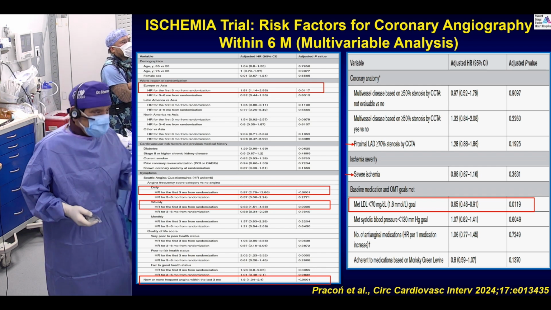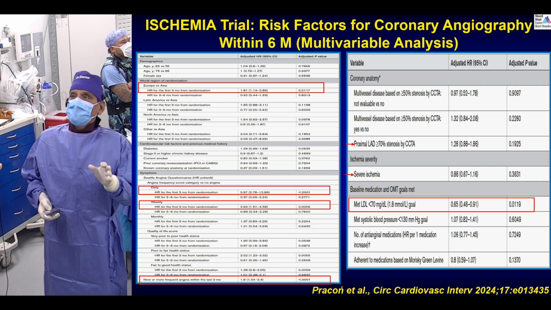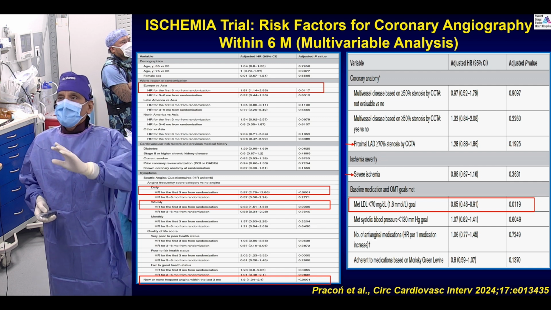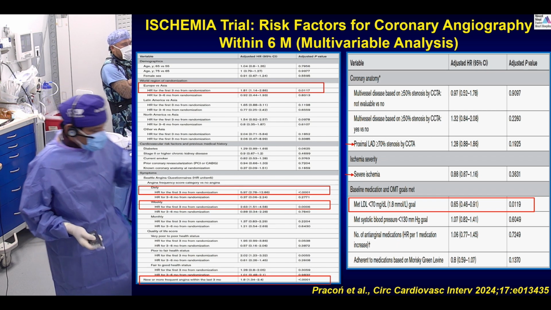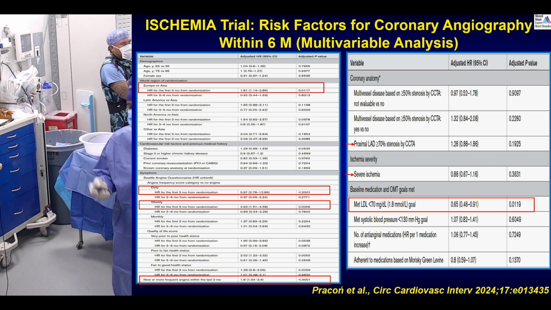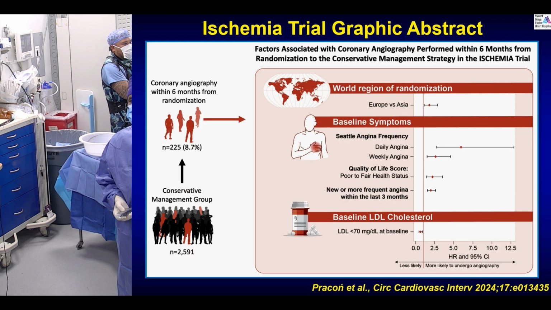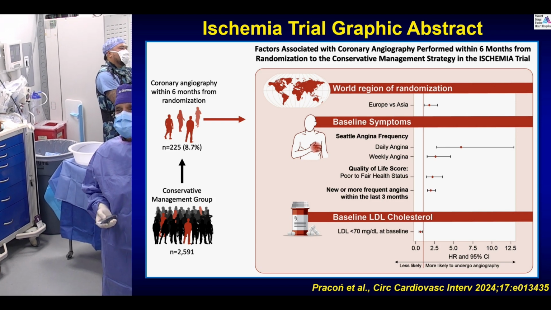So even an LAD more than 70% on coronary CTA, or severe ischemia, none of them was a predictor of angiography. It was the angina episodes, clinically driven, and the protective factor was your LDL less than 70. So this basically puts together what we have seen here.